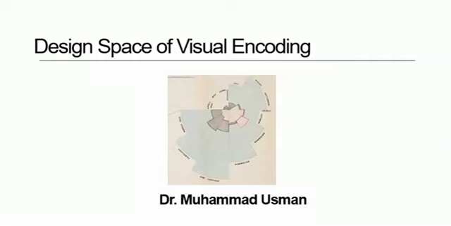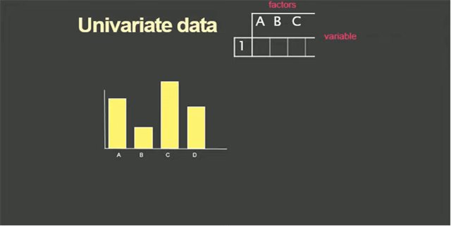Hi guys, this is Dr. Muhammad Usman, and today I will be talking about the next topic in visualizations lecture 3, which is the design space of visual encoding. And today I will start by talking about univariate data.